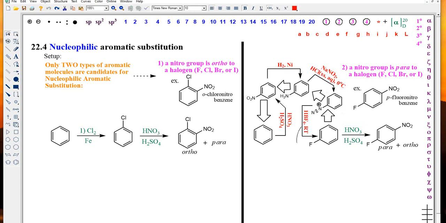Warming up to room temperature, that's what RT stands for, in the presence of fluoroboric acid will give us our required fluorobenzene, which can be nitrated to this molecule here. Notice we did two nitrations to get here. Interesting. Nitration here, nitration here. Finally, we can learn nucleophilic aromatic substitution, the title of today's video.